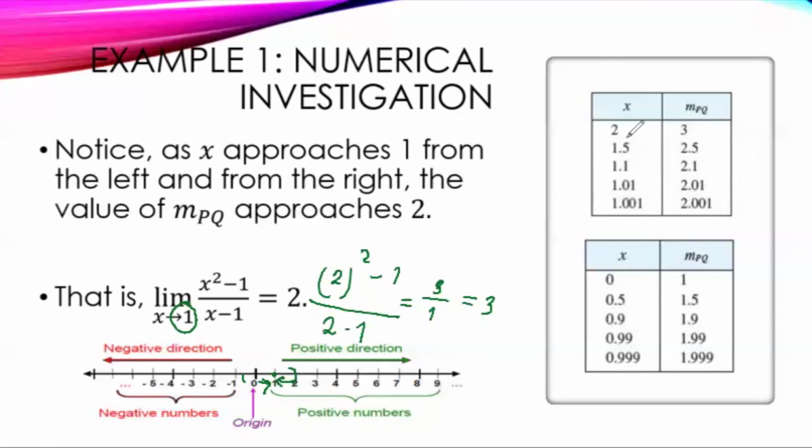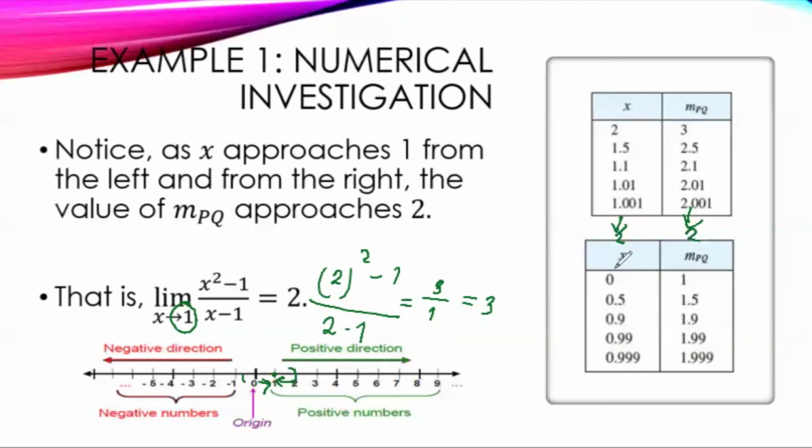In other words, if we let the values of x approach 1, then the y values approach what? It approaches 2. Okay? Now, how about from the left of 1? From the left of 1, we start from 0, for example.